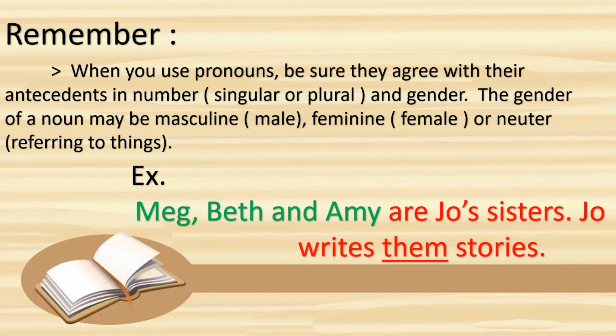All right, so again, for this sentence: Macbeth and Emmy are Joe's sisters. Joe writes them stories. So what pronoun are you using? Very good, them. Them there refers to Macbeth and Emmy. And as you see, there is an agreement of your antecedent to your pronoun, right? Then in number, it's clear enough that them is plural. That's it. Next, for you to understand more, let's try this activity here.